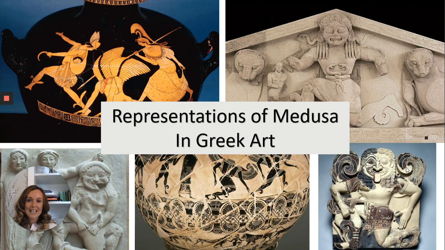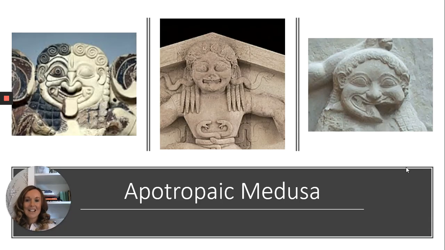So in this video, I'd like to discuss with you representations of Medusa in Greek art. And if we have a look at her in the Archaic period, you'll see that she very much fulfills an apotropaic function. That means that she wards off evil, very much like gargoyles on Gothic cathedrals. And you can see that she does this from the images that I've shown you here by staring out at the viewer from the temple.